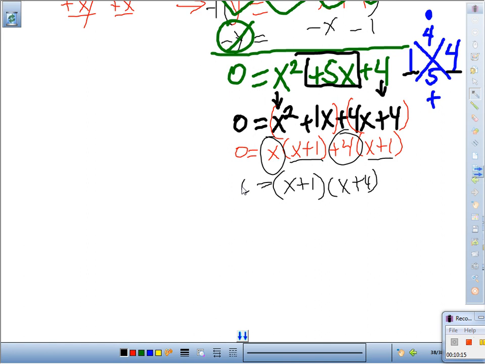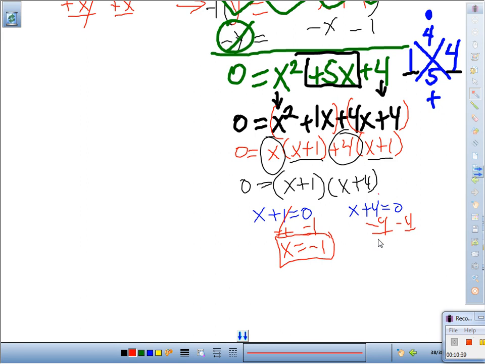And now I'm left with 2 steps. 1, write each of those equal to 0 and solve for x. So x plus 1 equal to 0. X plus 4 equal to 0. This is the zero product property. So then minus 1 minus 1, x equals negative 1. Minus 4 minus 4, x equals negative 4.